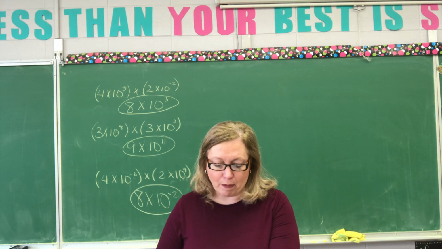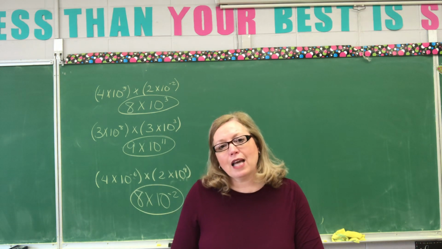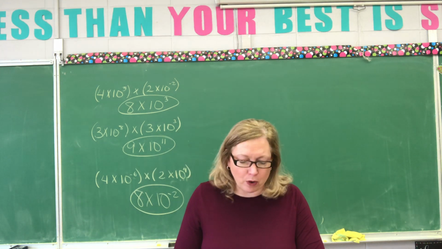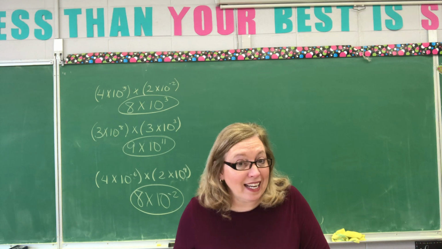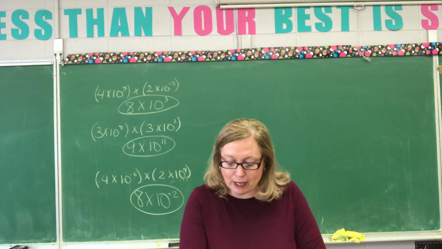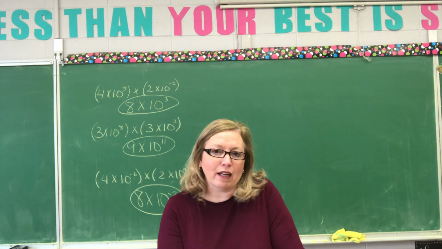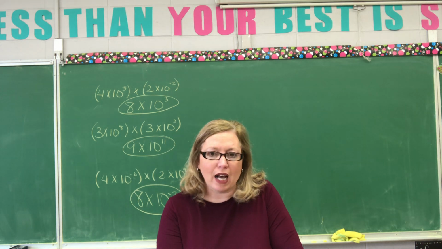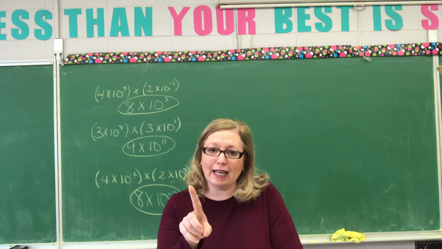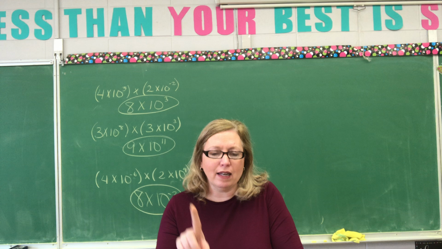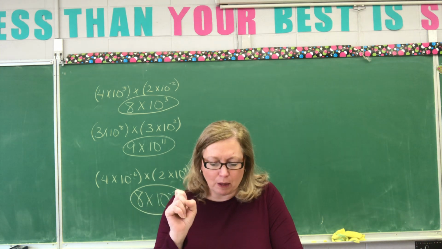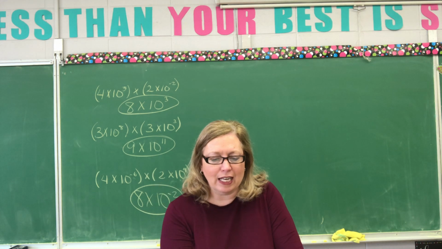Look at number D. 2 times 10 to the negative 5th power times 3 times 10 to the negative 8th power. That gives us, multiply our first two numbers and get 6 times 10. Add your exponents to get the power of negative 13.